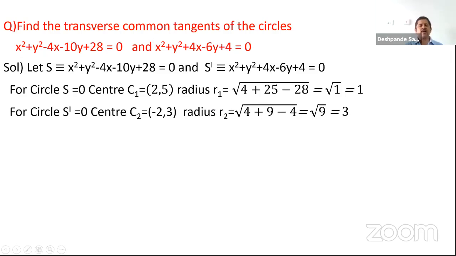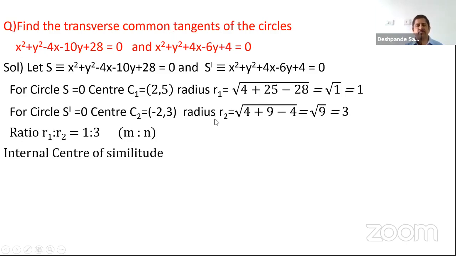So it means that the two circles are not crossing each other, and the point will lie between C1 and C2. Once a transverse common tangent problem is there, the point will always be the internal center of similitude here, not the external center of similitude. So the point P divides C1 C2 in the ratio 1:3. Why a plus sign? Because they are transverse common tangents. So transverse common tangent means internal center of similitude.